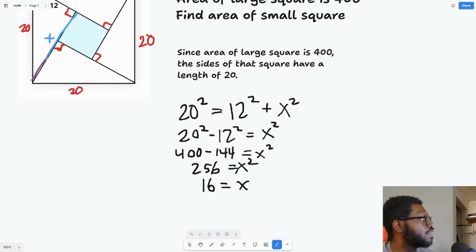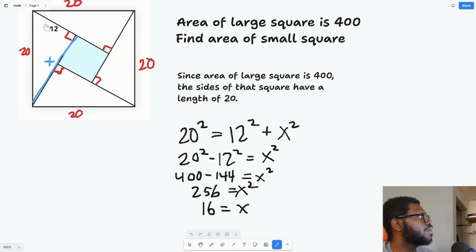Now that we know this length here, all we need to do is subtract from this the length of this leg in this right triangle that's on the side. But since we have four congruent triangles, that means this side and this side are both going to have the same length. They're going to have a length of 12.